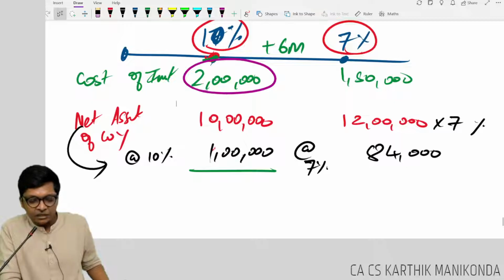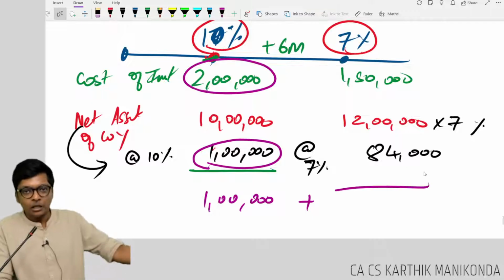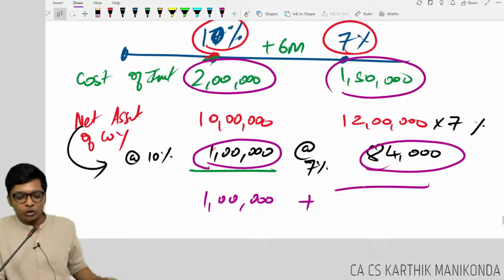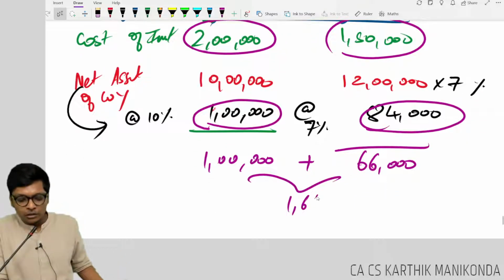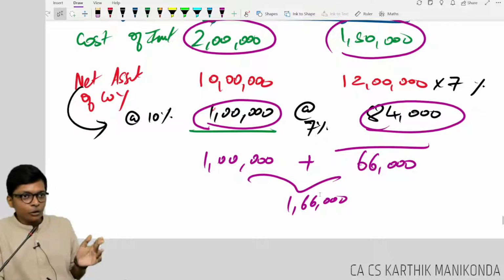So, on the first day when I acquired, I paid 2 lakhs for 1 lakh. My goodwill is 1 lakh. Plus, here, for 84,000 you paid 1 lakh 50. So, goodwill is 66,000. So, total goodwill after both acquisitions is 1 lakh 66. That's it. This is only step acquisition. You have to do it multiple times.